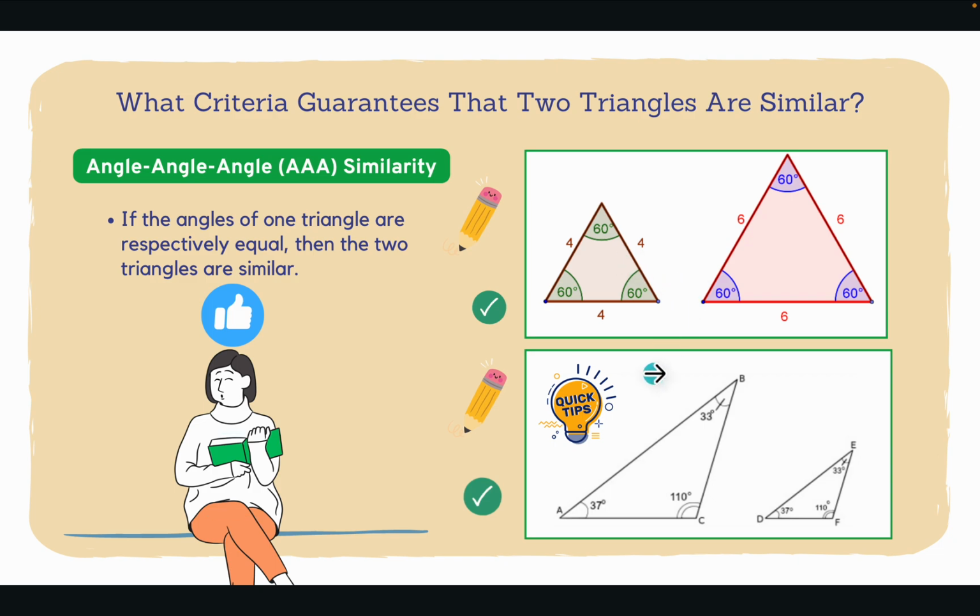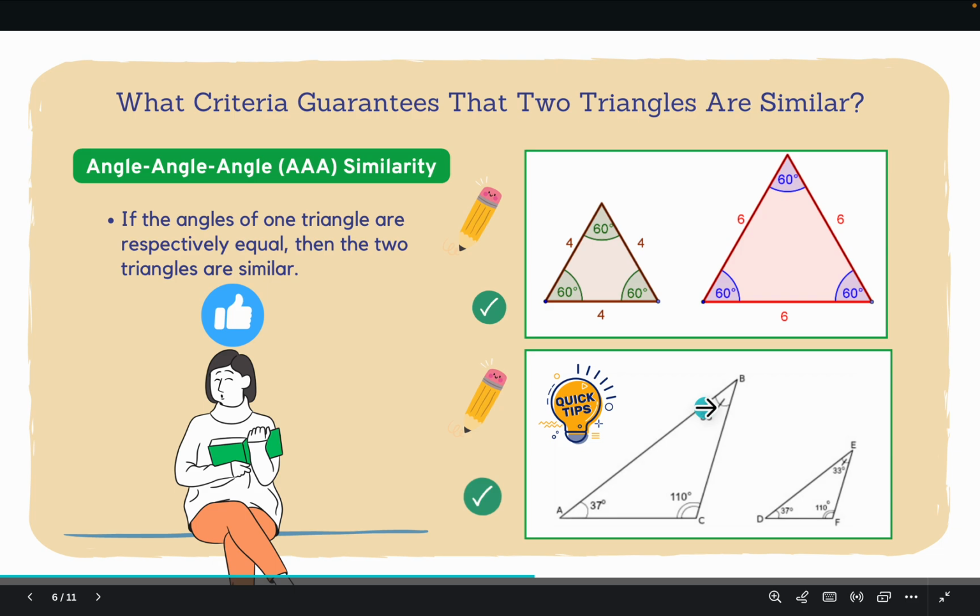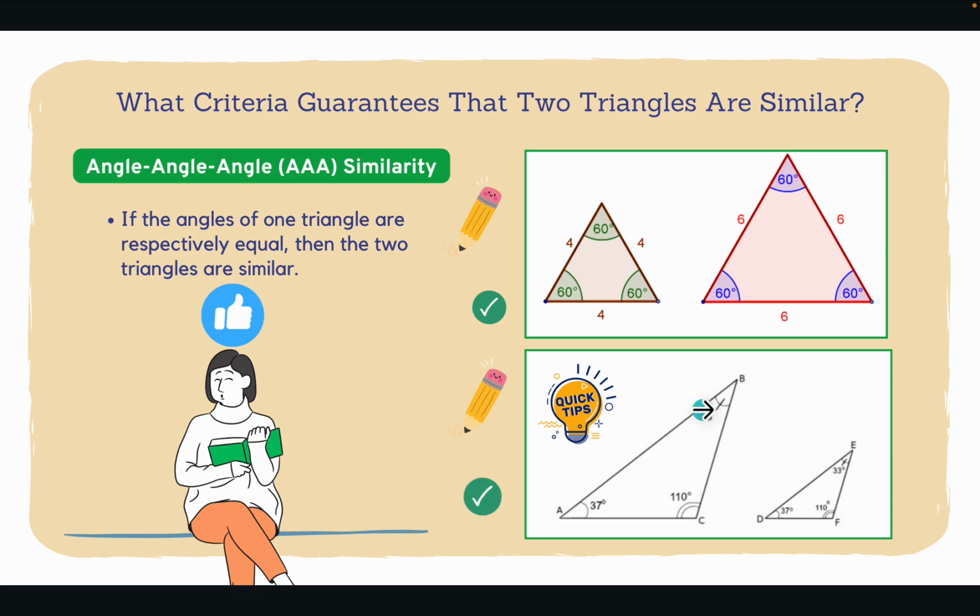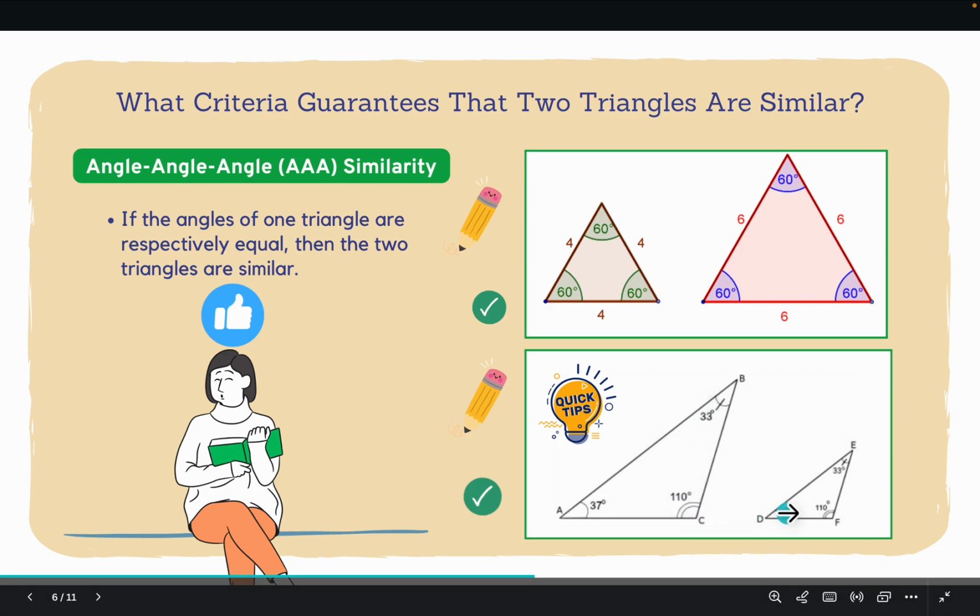Think about it. 60 plus 60 is equal to 120. You know that in order to be a triangle, all three angles must equal 180 degrees, or they will look very different from one another. These are the same. 37 and 33 are equal to 70. So the next one has to be 110 degrees.